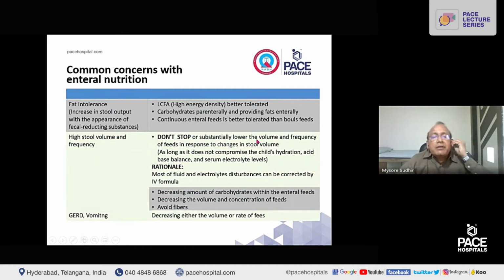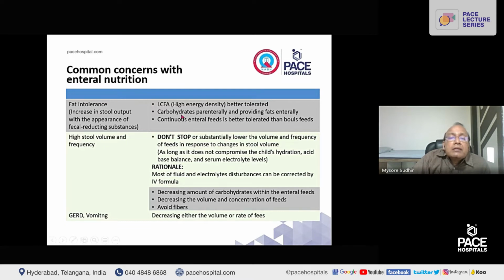Now, some concerns with enteral nutrition. We have to consider the fat intolerance by giving long chain fatty acids, and carbohydrates parenterally. Continuous enteral feeds are better tolerated than bolus feeds. This is one of the factors: it should be continuous enteral feeds. It should not be given as a bolus, just every hourly or every 2 hourly. That way of giving enteral feeds is not advisable because that leads to diarrhea.